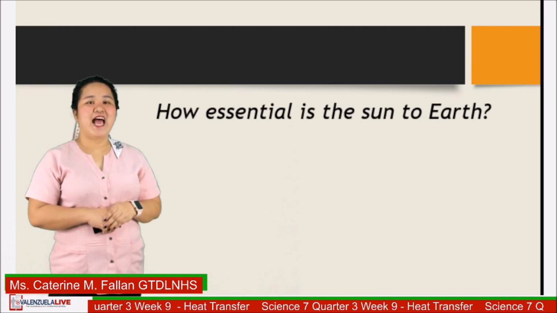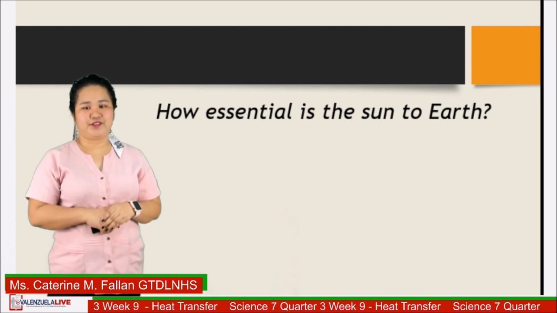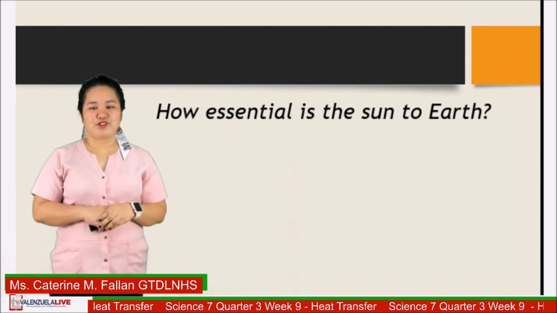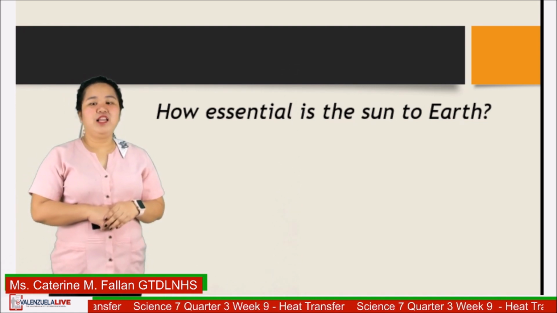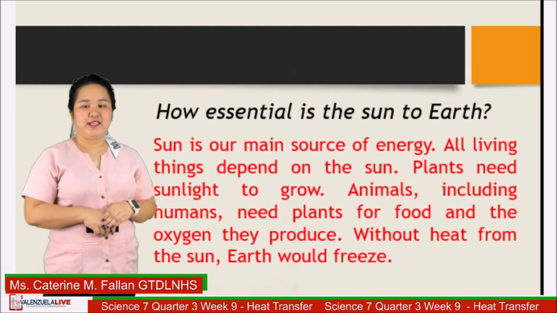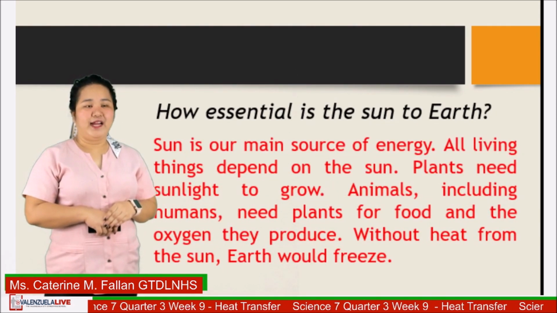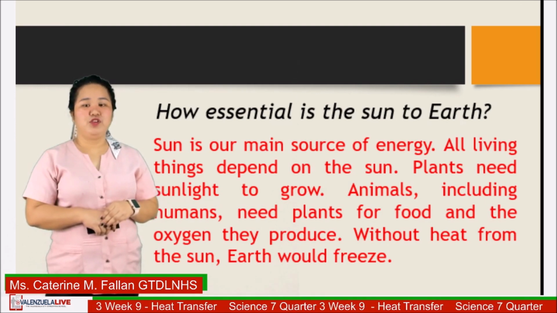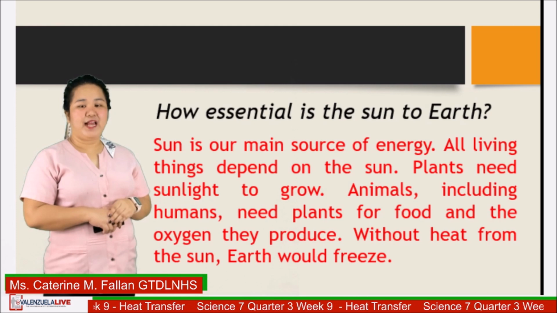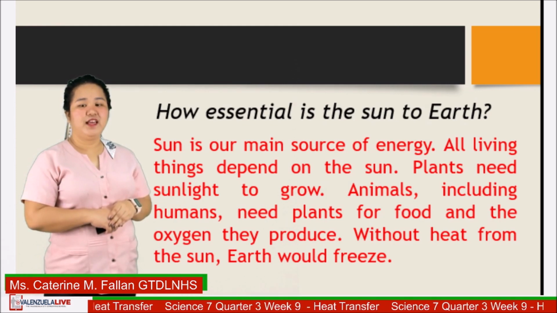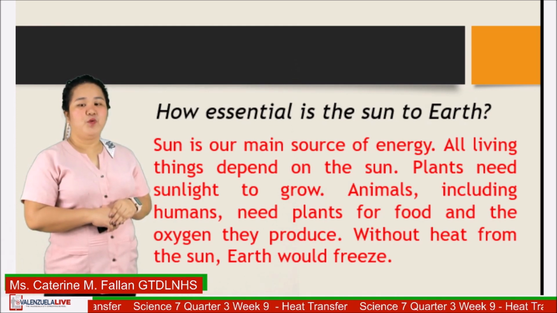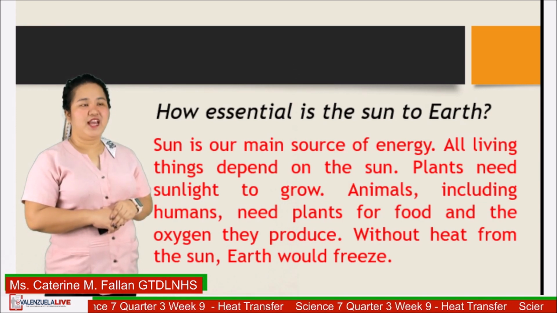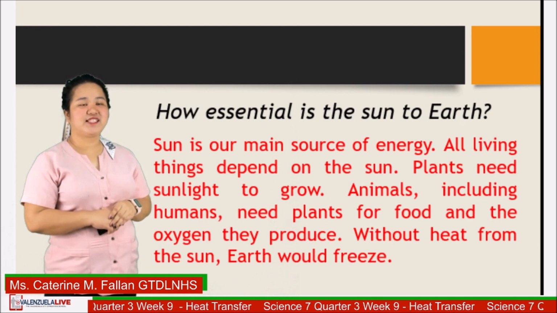Last question, how essential is the sun to Earth? As I stated earlier, the sun is our main source of energy. All living things depend on the sun. Plants need sunlight to grow. Animals, including humans, need plants for food and the oxygen they produce. Without heat from the sun, Earth would freeze. That is how essential the sun is to us.